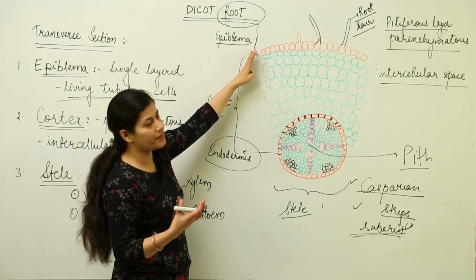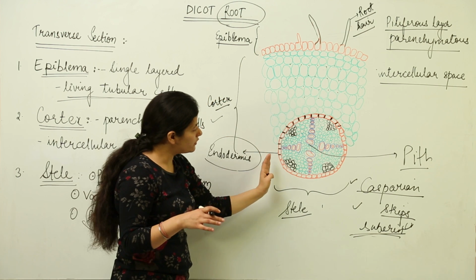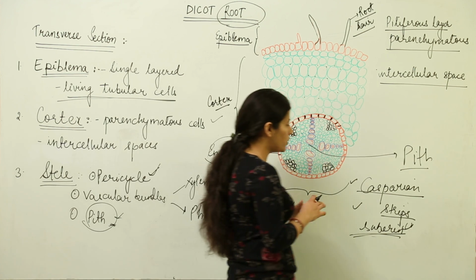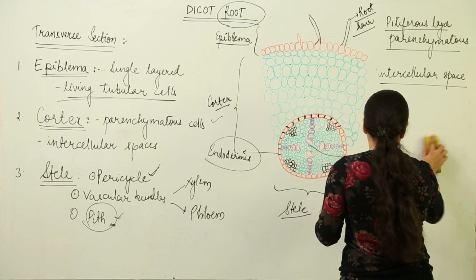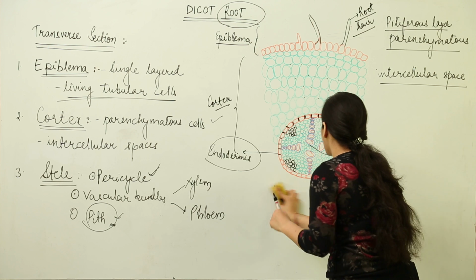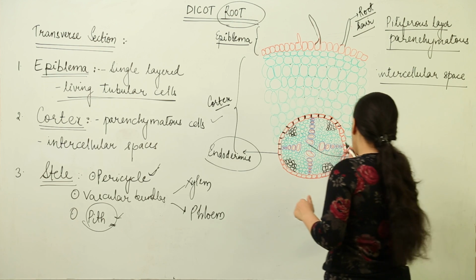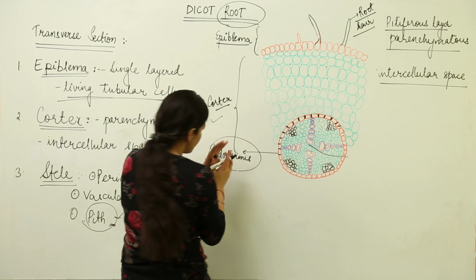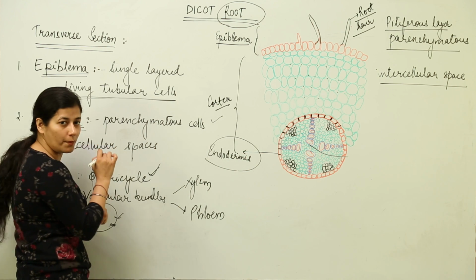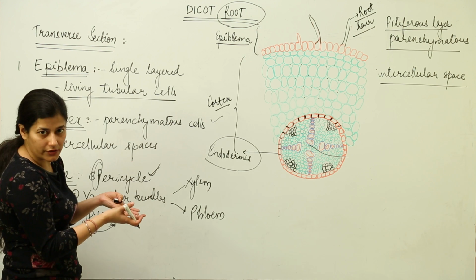Even in the case of epiblema, there was no cuticle present, and in the epidermis we are going to find it. Now this epidermis lines the entire stele. The stele has the pericycle. This pericycle is the layer beneath the endodermis, again made up of parenchymatous cells. Remember, P for pericycle: pericycle has parenchymatous cells, beneath the endodermis.